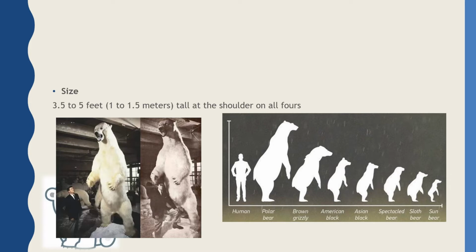We can see the size of polar bears from the graphs below. Polar bears are the largest bear species and the biggest land carnivores in the world. They are usually 3.5 to 5 feet, about 1 to 1.5 meters tall at the shoulder on all fours. But an adult male may reach more than 10 feet, about 3 meters, when standing on its hind legs.